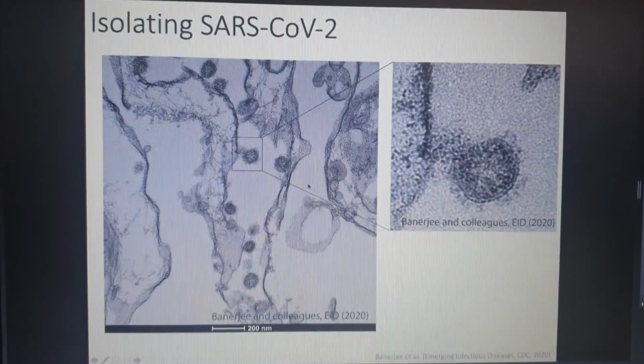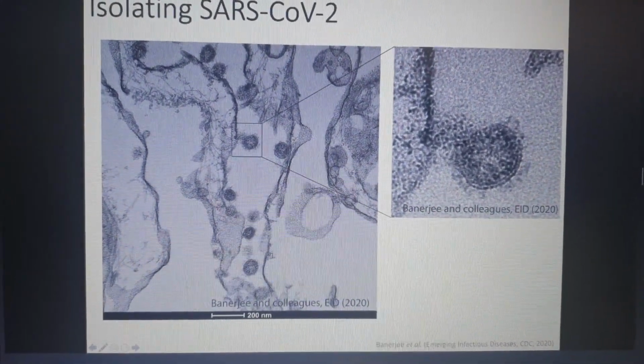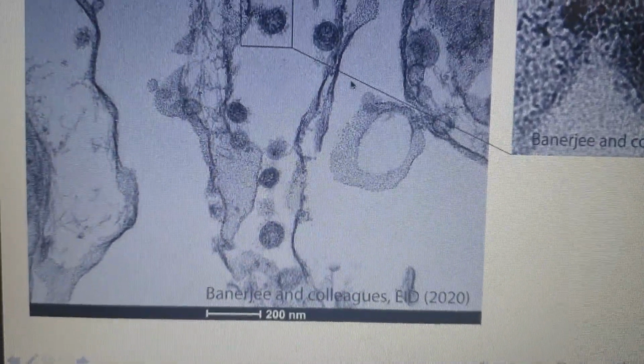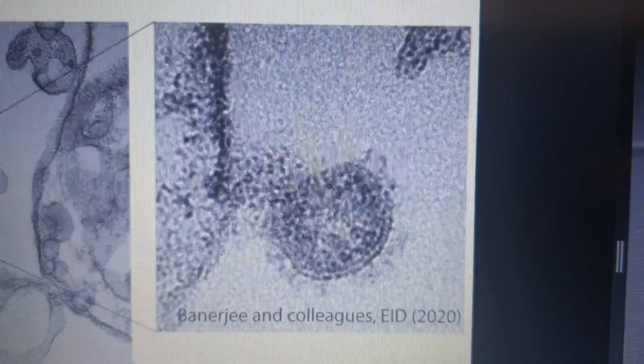And this was the first image of the virus isolated in Canada. And let's walk you through this. These are human lung epithelial cells, and where you see all of these electron-dense particles. So this is an electron micrograph. We use an electron microscope to do this. And all of these electron-dense particles are SARS coronavirus 2 particles.